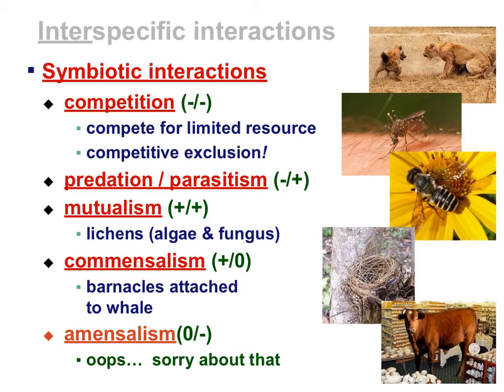The tree is pretty much completely unaffected by that, while obviously the bird gets a little home. So they win there. Or barnacles attached to the whale. Barnacles have a habitat carved out where they can utilize their niche, and the whale is unaffected. And then lastly, commensalism.